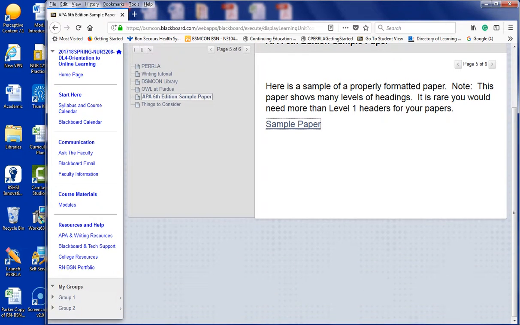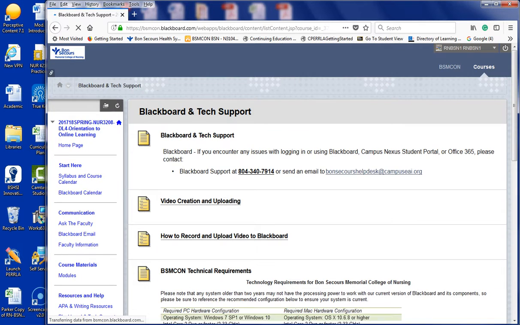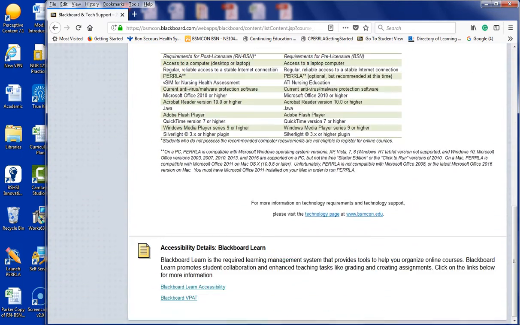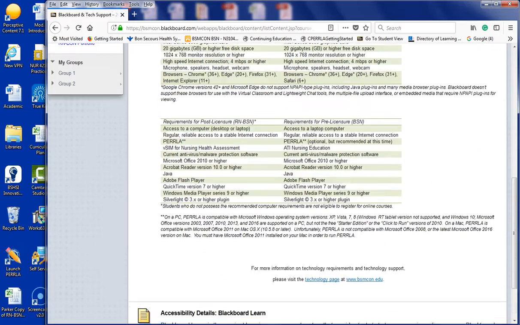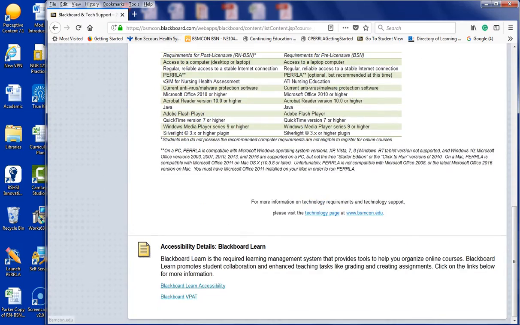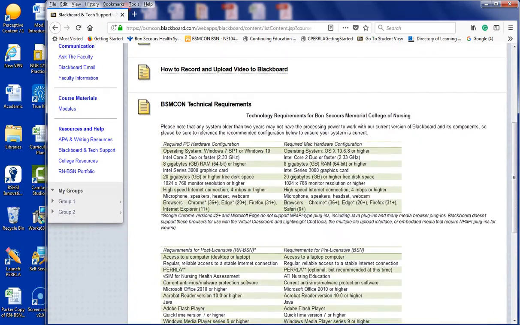And after APA, here is Blackboard and Tech Support. And this tells you where you can get support if you have any kind of problems with Blackboard, Campus Nexus, or Office 365. Also how to do videos. And this is about the technical requirements which you need for your computer. And this is just more about Blackboard and what they offer.